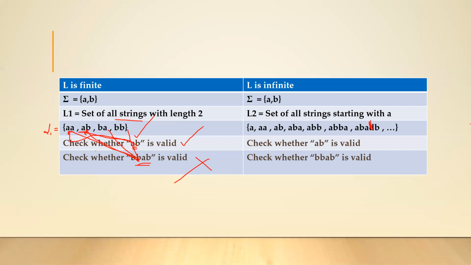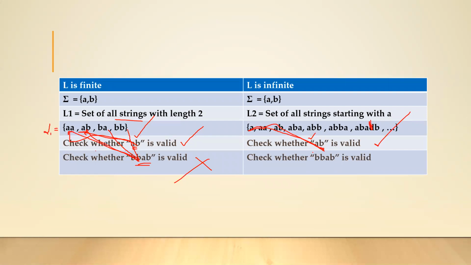It goes on and on to infinity. You have no control over it. The same question: is AB valid? You check with the first one, then the second, then the third one. Yes, the third one is a match, which means AB is valid. The same logic: you start from the first one, go to the second, third, fourth, fifth. You go on checking, and you find it is valid.